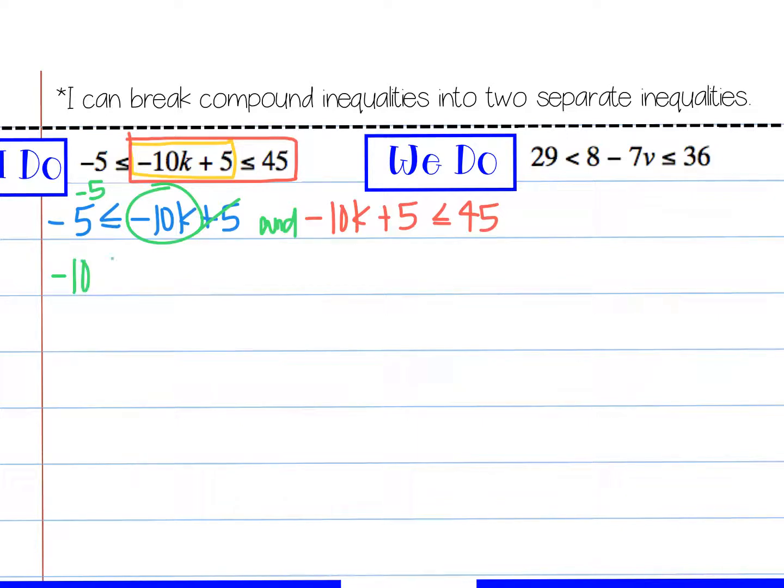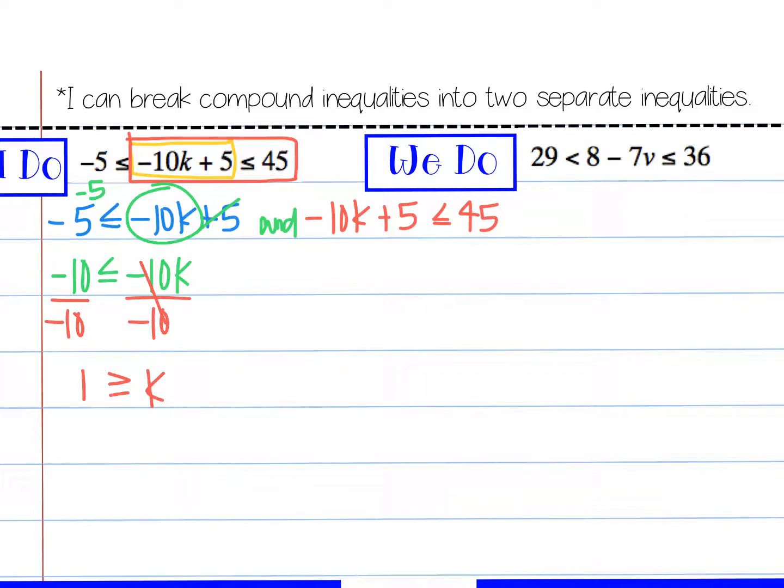So -10 is less than or equal to -10k. And then I'm going to undo by dividing by -10. And something huge just jumped out at me: I divided by -10, so I'm still going to have k, but I've got to flip my sign. And -10 divided by -10 is just 1.